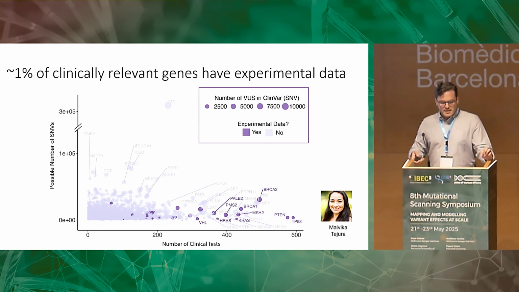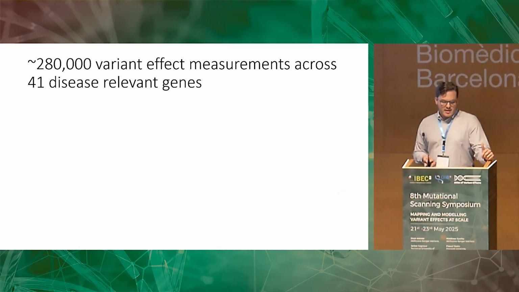And so this 1% figure has really inspired what I think is a very ambitious project to really scale up this variant interpretation effort. And so what we're aiming to do now is use nearly 300,000 variant effects measurements across 41 disease genes and apply that to variant classification.